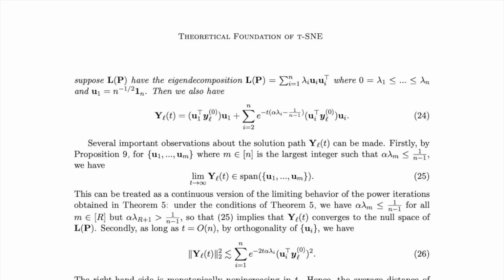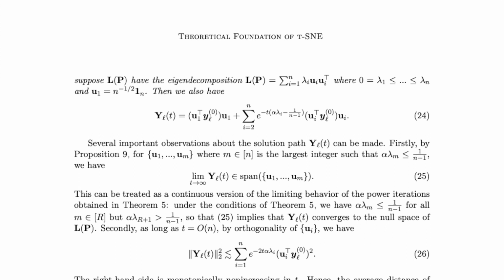Several important observations about the solution path y(t) can be made. Firstly, by Proposition 9, for u_1 to u_m, where m is the largest integer such that lambda_m is less than or equal to 1/(n-1), we have [see formula]. This can be treated as a continuous version of the limiting behavior of the power iterations obtained in Theorem 5.